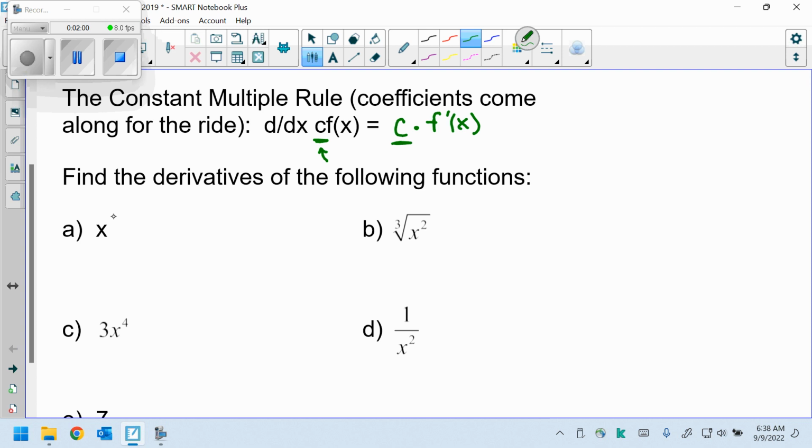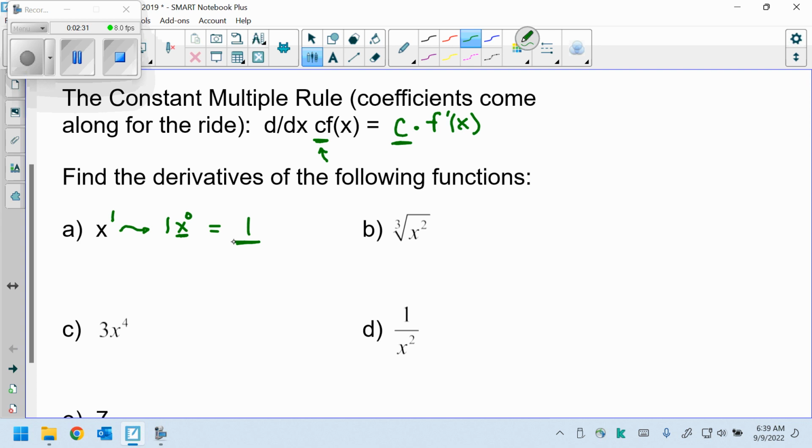We've got x. What is the derivative of x? Well, think of it as x to the first. So the derivative is going to be 1 times x to the 0. Well, things to the 0 power have a value of 1. And so the derivative of x today, tomorrow, and forever is going to be 1.